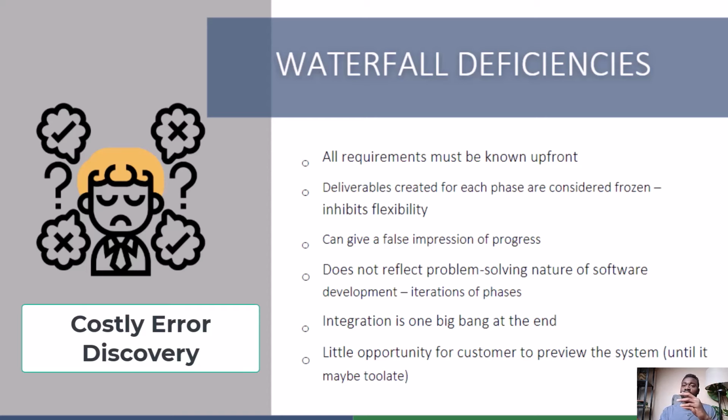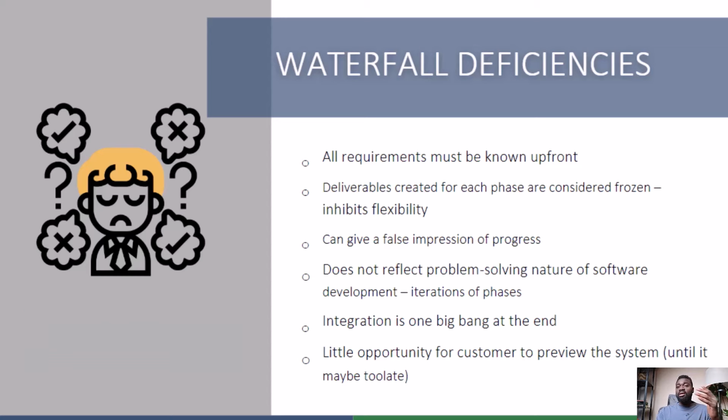Another drawback that I would also like to mention is costly error discovery. Errors or issues in the project are often discovered late in the life cycle, during testing. Fixing the issues at this stage can be expensive and time consuming, especially if they require significant changes to the design or code. Lack of early prototyping is another drawback. The waterfall project typically doesn't include early prototypes or versions of the product that stakeholders can interact with. This contrasts with agile methodologies, which often include iterative prototyping and user feedback.